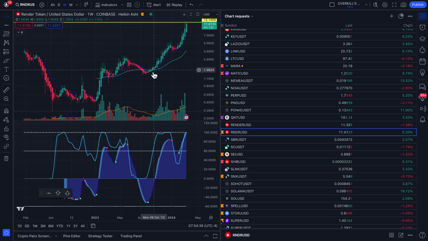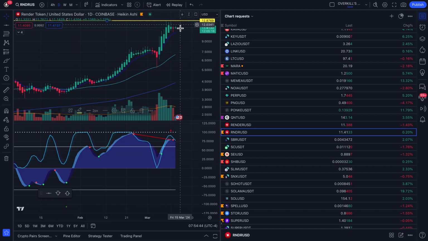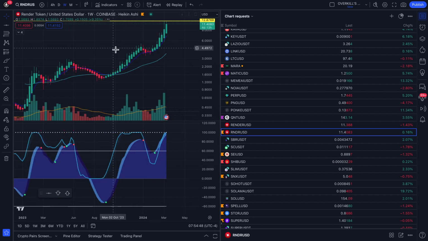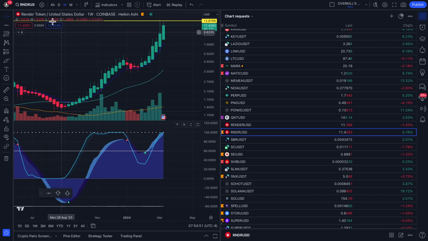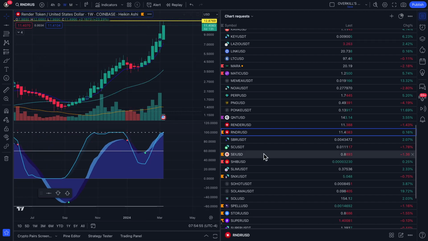Here's RNDR. Another one on the daily that looks a little overextended. Yeah, I'm taking profits on RNDR. You guys are getting greedy if you're holding on up here. I'm taking profits. Wait for the pullback. Wait for the pullback to come. Look where we're at. Stochastic's at 100. Daily's at 100. I mean, folks, take profits.